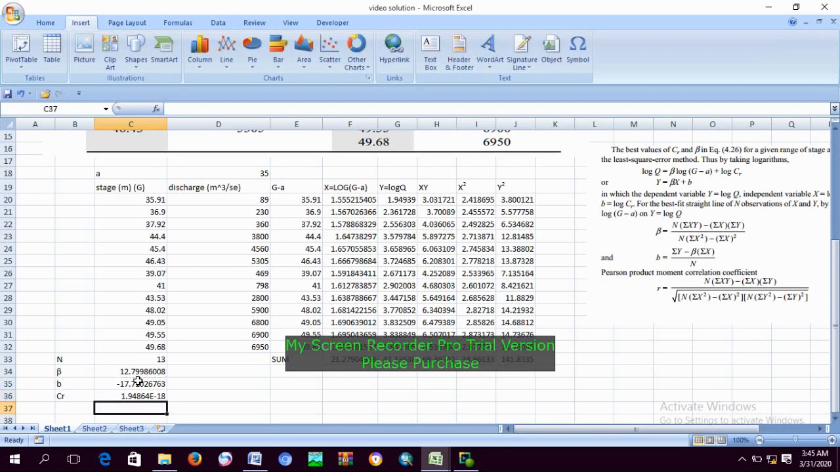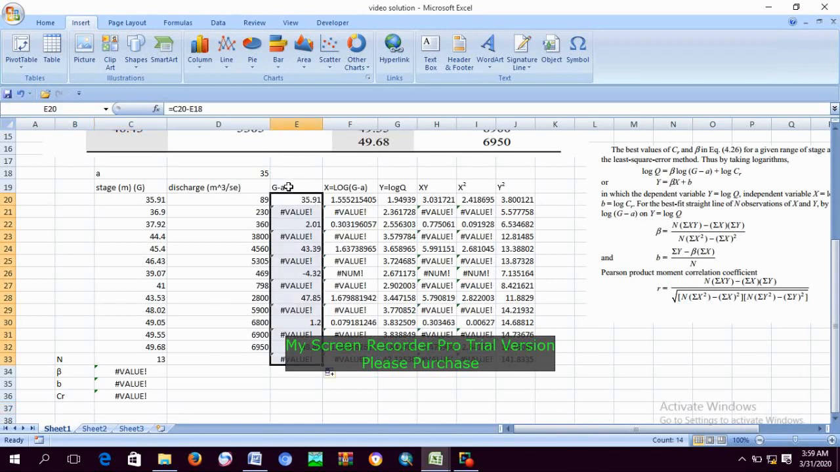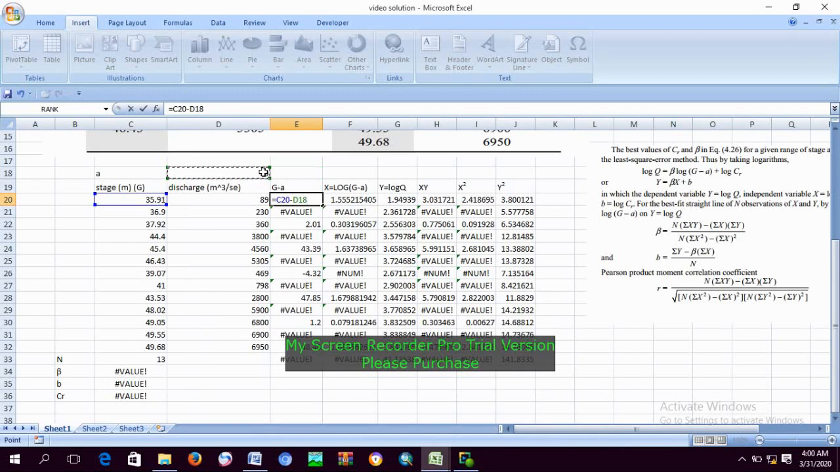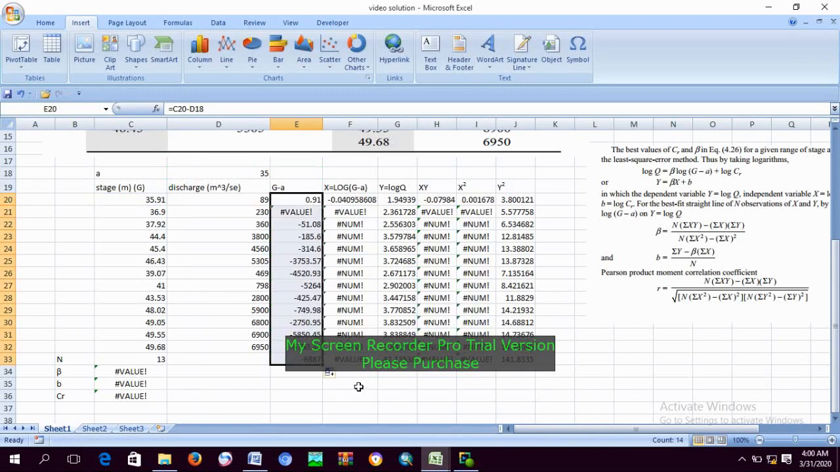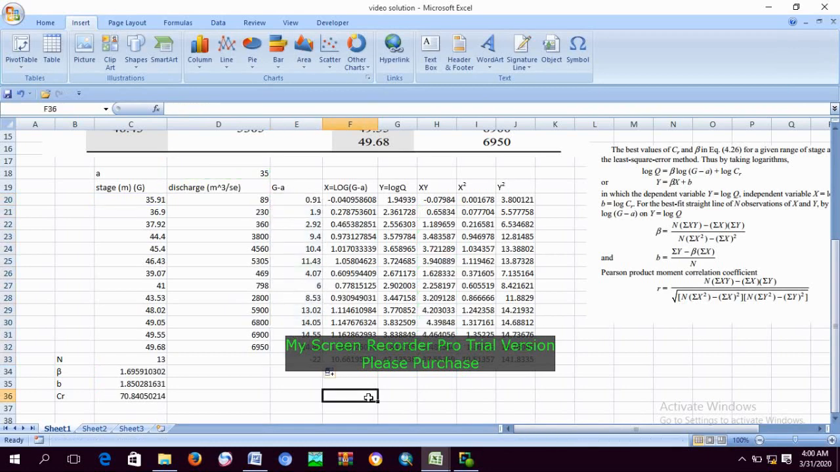Oh, it is not good, I think there is a mistake. We cannot adjust this value, so we can use this value and adjust. Yeah, it is good.